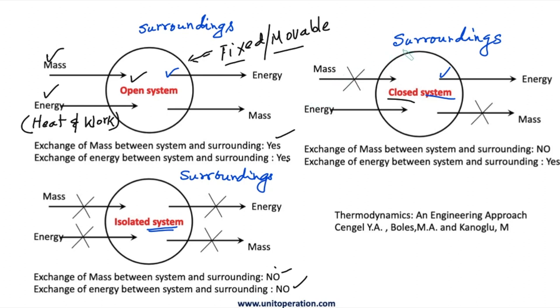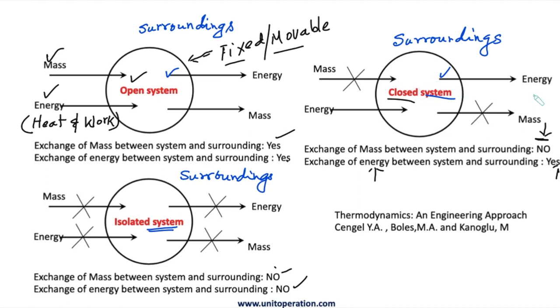In case of a closed system, the exchange of mass between the system and surrounding is not allowed, but the exchange of energy is allowed. So the mass inside the system remains fixed, but energy can be added, in the form of heat and work, from the surrounding to the system, or removed from the system to the surrounding.